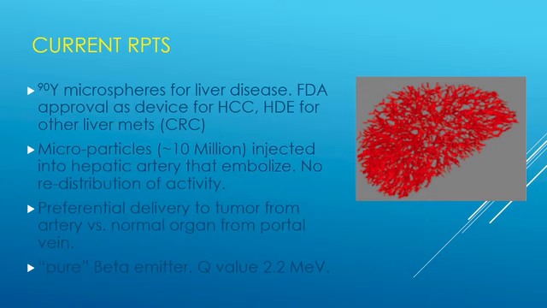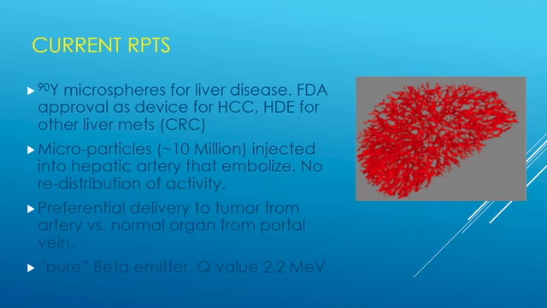There's no redistribution of activity, basically speaking. So how does this work from a targeting standpoint? Well, it works because the liver has a dual supply of blood. The normal organ actually gets most of its blood from the portal vein, whereas the tumor preferentially takes its blood from the artery. And so that's how you get a preferential targeting of this treatment.